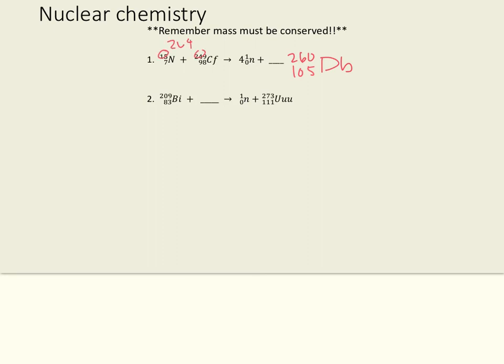All right, and then on this one, I'm going to have 274 on the top, but 209 is already right here, so 274 minus 209 is 65. And then I've got 111, but 83 is already used, and so that's 28. And so the element with an atomic number 28 is nickel.